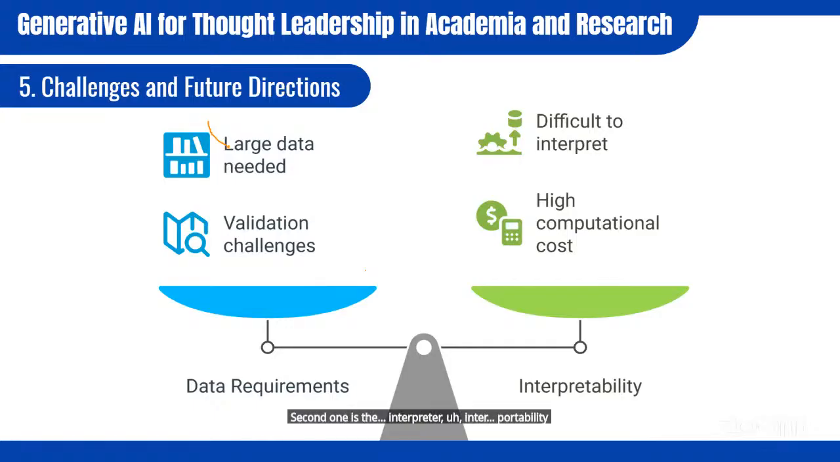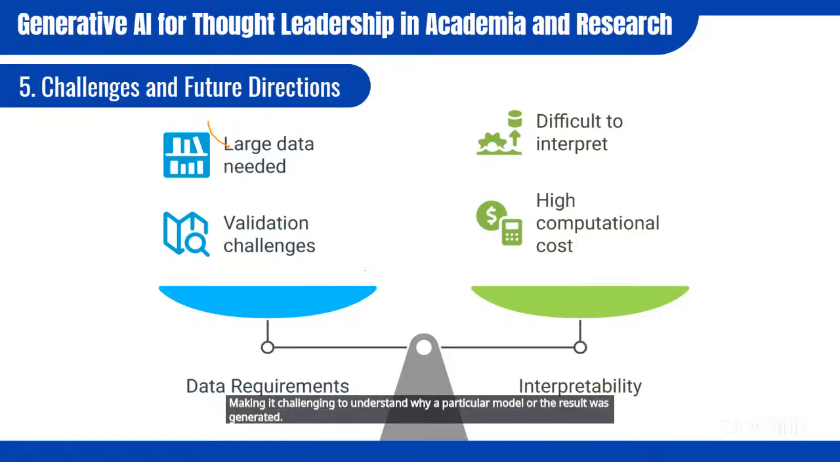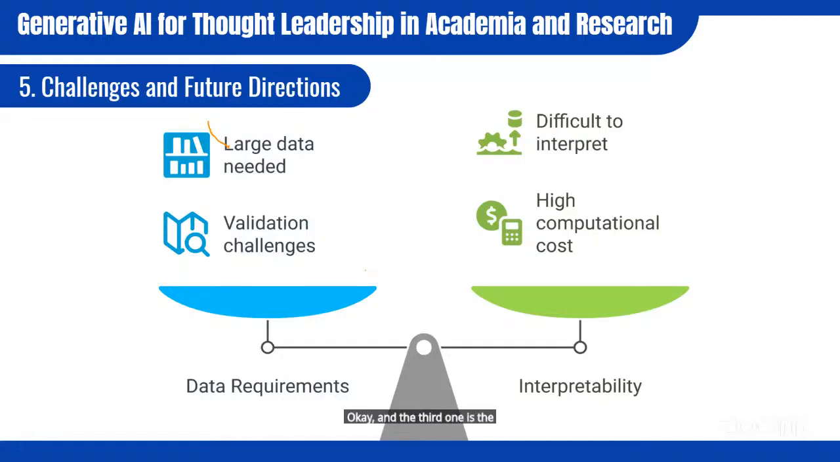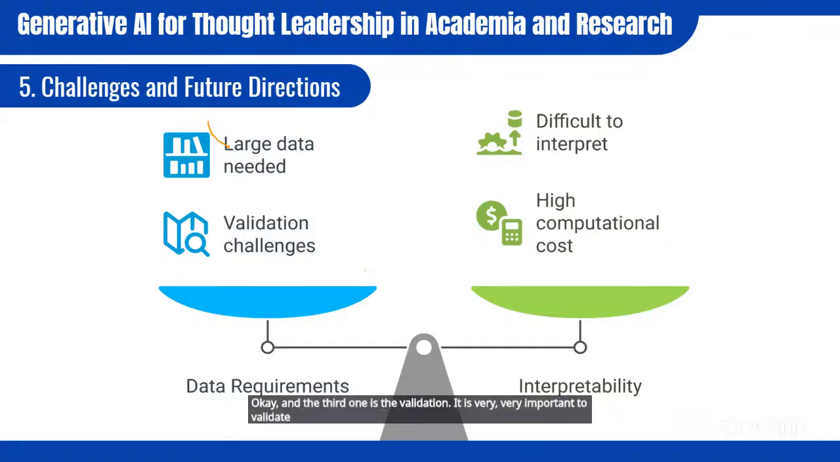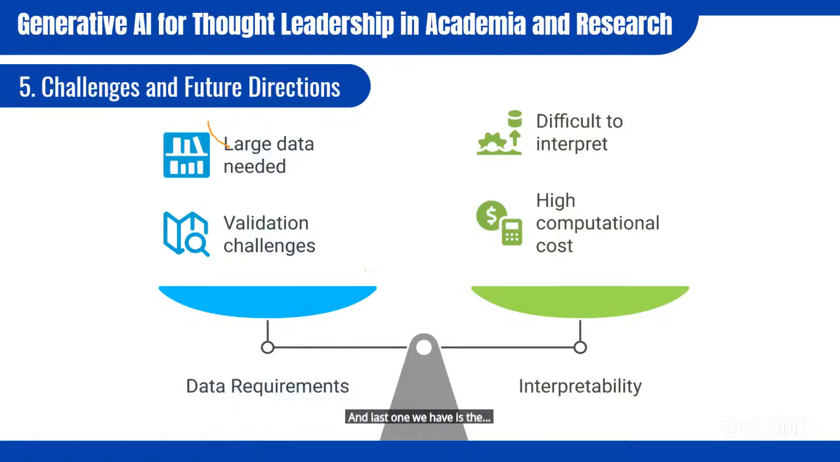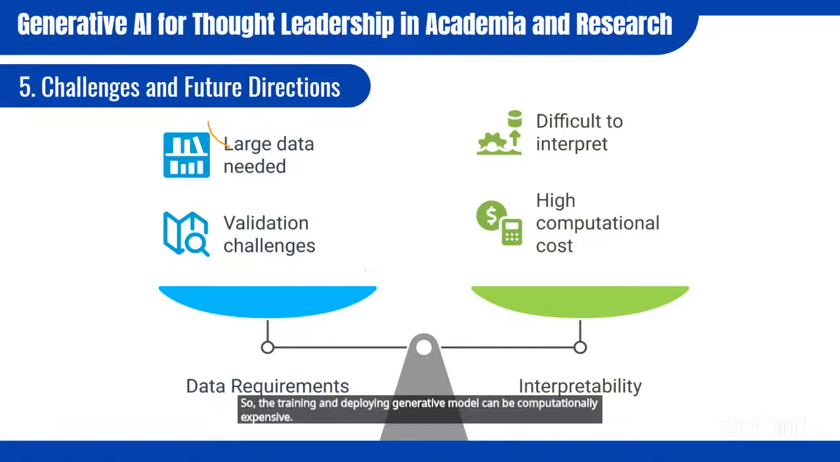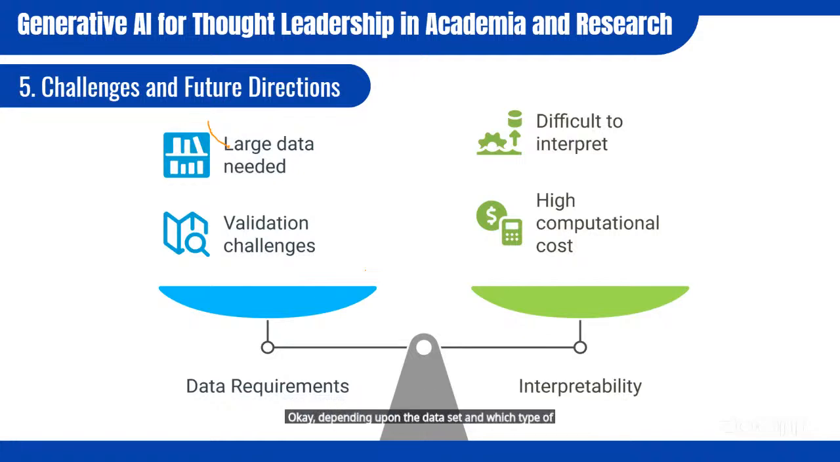The second one is interpretability. The outcome of the generative model can be difficult to interpret, making it challenging to understand why a particular result was generated. The third one is validation. It is very, very important to validate the output of the generative model to ensure that it is accurate and reliable. The last one is the computational cost. Training and deploying a generative model can be computationally expensive, depending upon the data set and which type of machine we need to use. So these are some of the challenges.